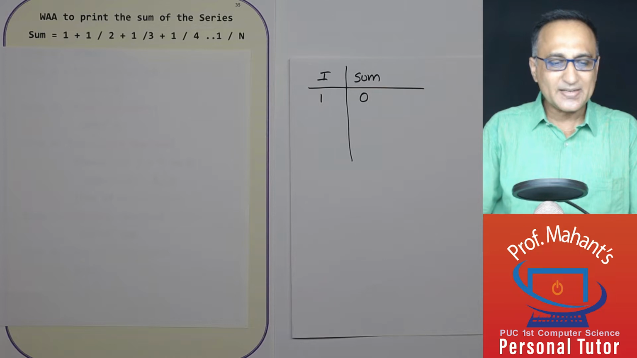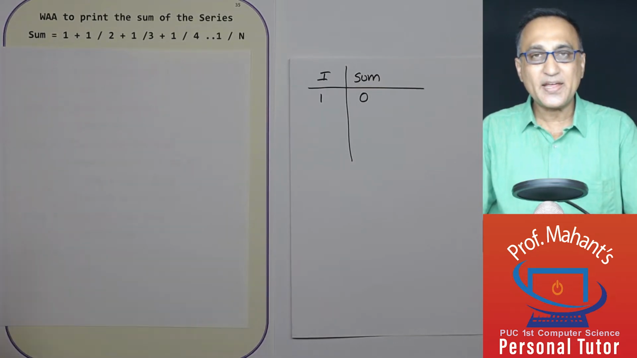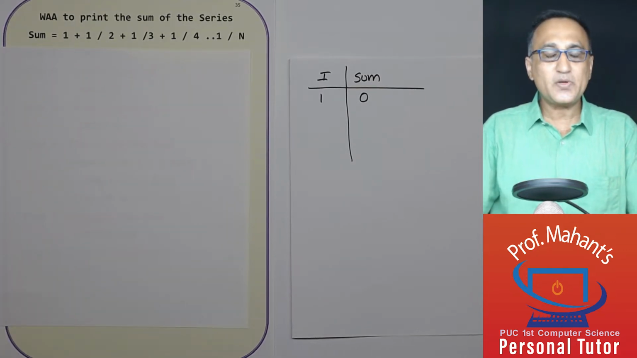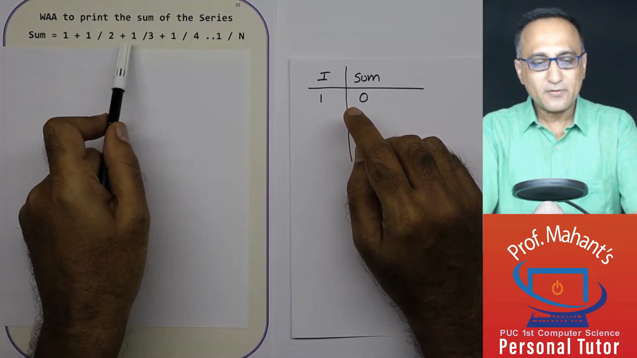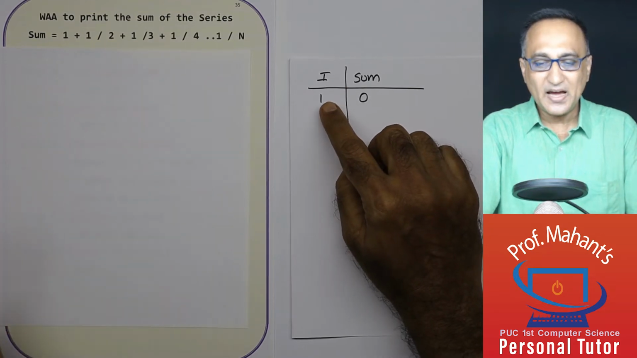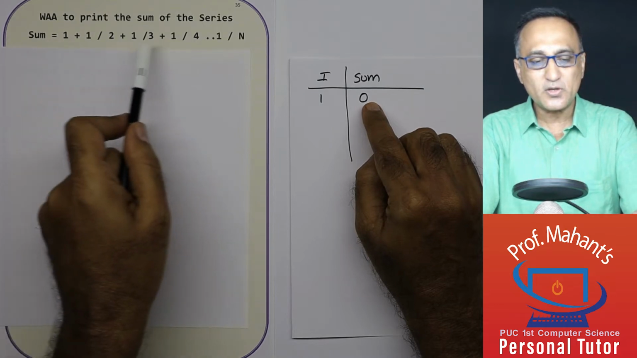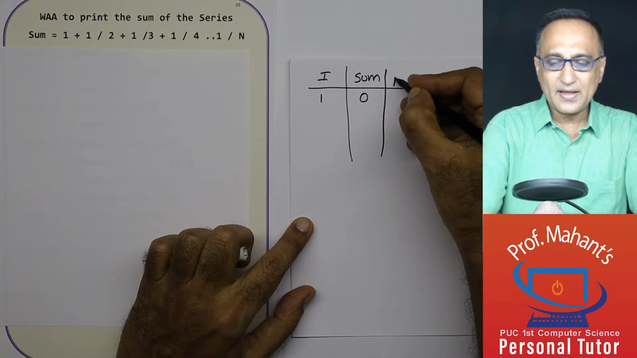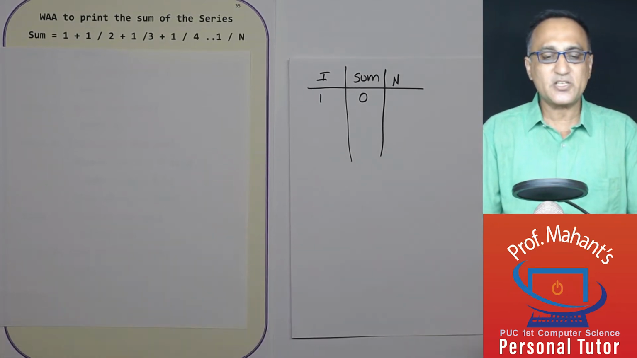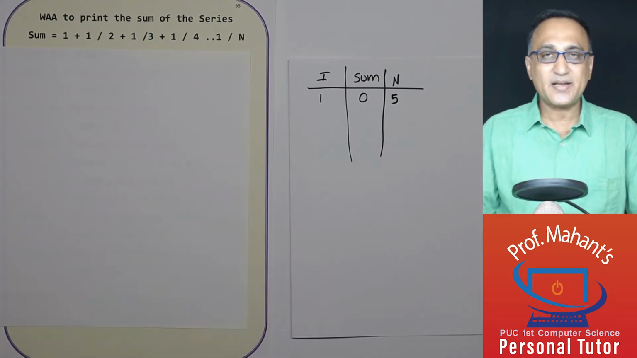If you look at this particular series, the numerator is constant. The numerator is always 1. The denominator is increasing by 1 every time. So I can again use the repeat for loop to keep track of the denominator. The denominator can be I, and the variable sum, whose initial value is 0, can be used to hold the sum of this series. Then what else do I require? I require another variable called n, which tells me the last number. Let us say the user enters the last number as 5.